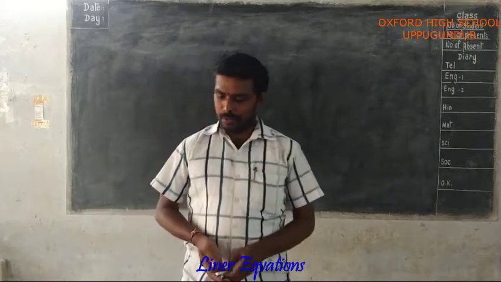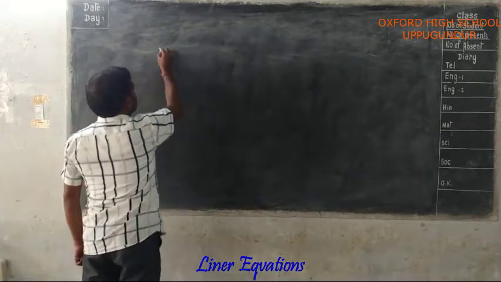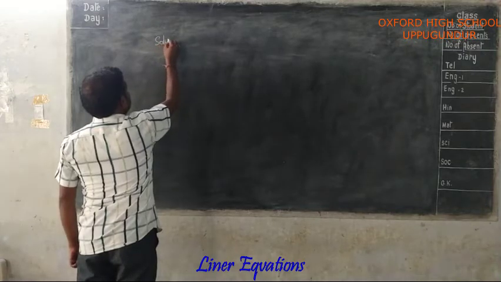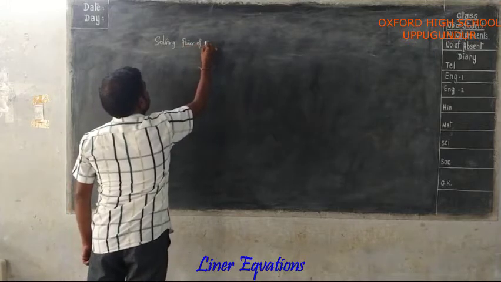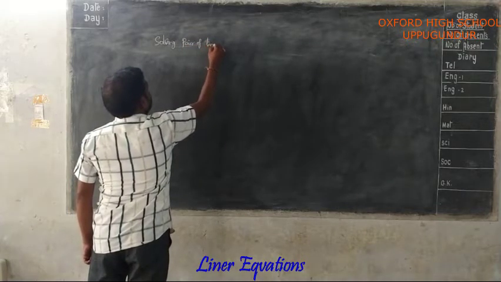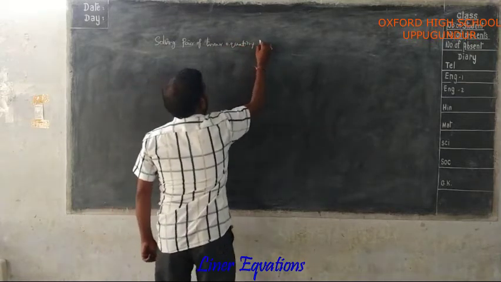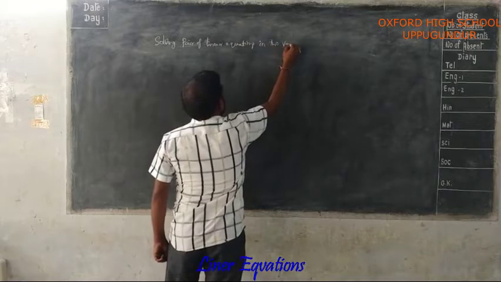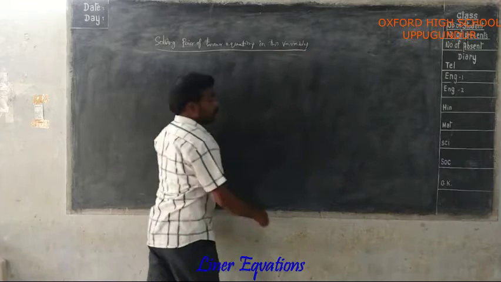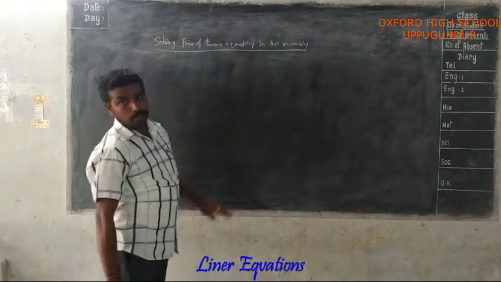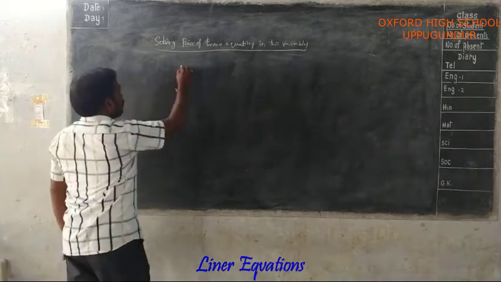Today we will discuss how to solve a pair of linear equations in two ways. Solving a pair of linear equations in two variables. We can solve these pair of linear equations in the following methods.